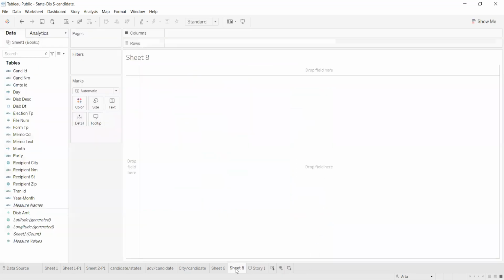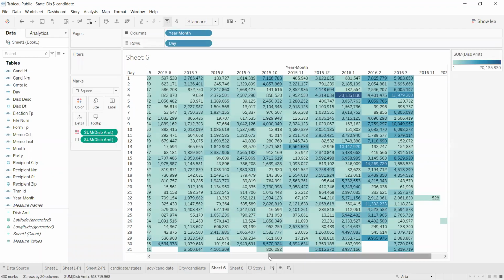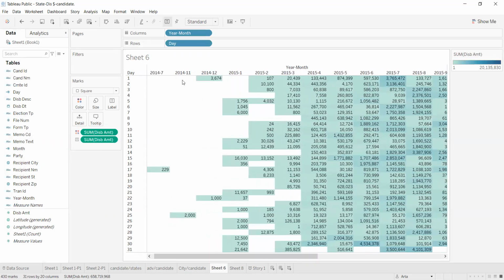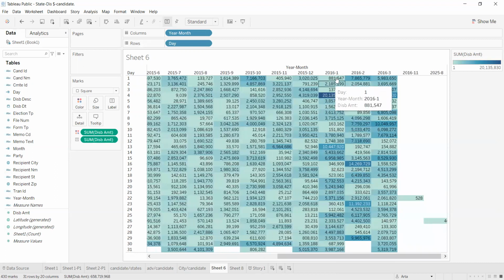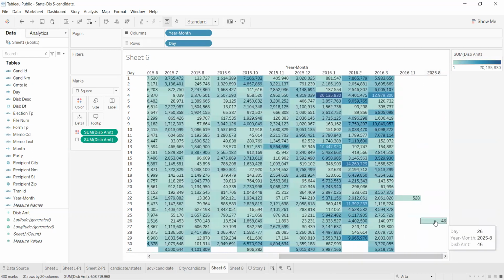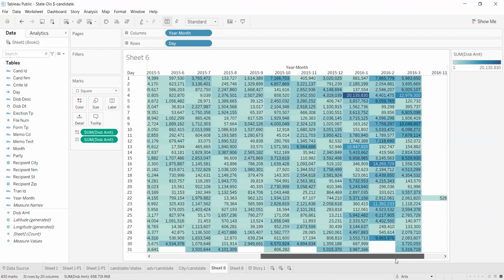Also, I created a heat map. As you can see, it's from 2014, November 2014 to March 2016. I should remove these two columns because I think these data are not correct. I used the data from a website, so I think these data are not correct. Maybe they are typos, so we ignore them.